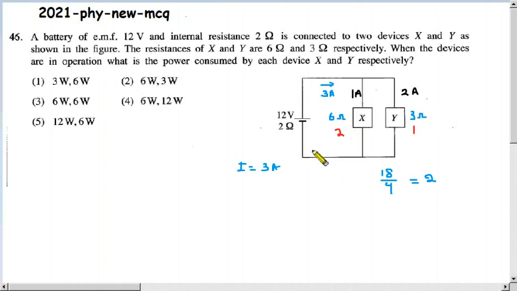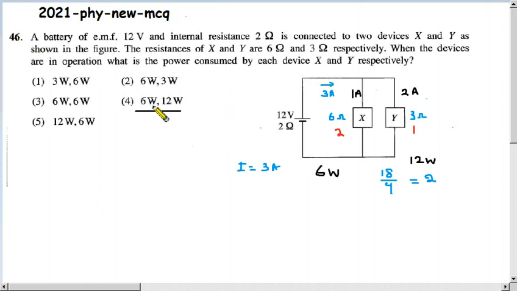So what we want is the power. Power is I squared R. Here I squared means 1 times 1 is 1, and times R is 6 watt. Here 2 times 2 is 4, 4 times 3 is 12. So this is the answer, 6 watt and 12 watt. The fourth one is the answer.